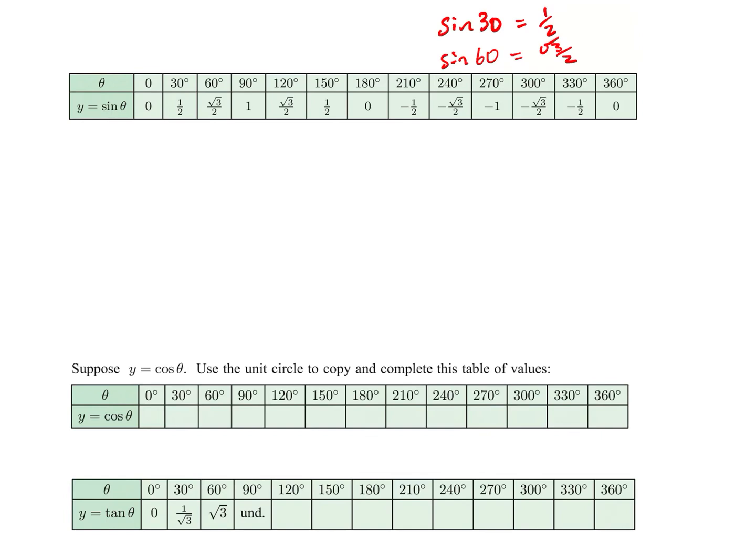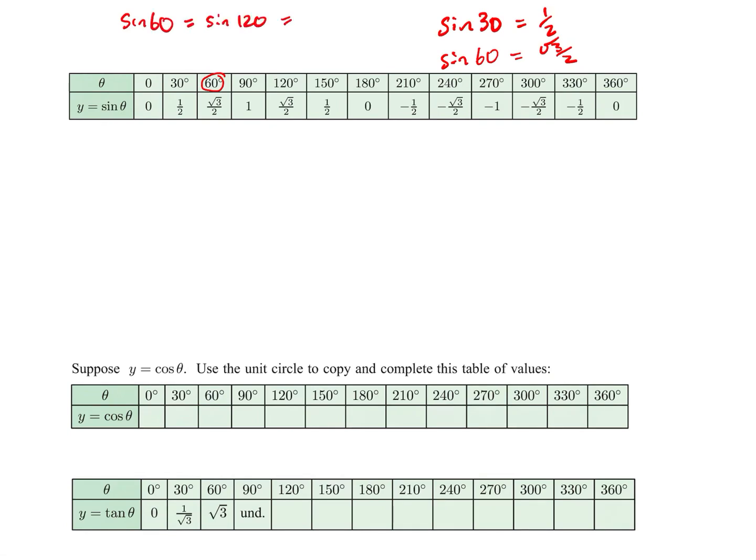I can't tell you how frustrated I get with year after year, student after student, not bothering to learn those facts. Sine 30 is a half, sine 60 is root 3 over 2. And you can check the others with your calculator. Put sine 90 into your calculator, it'll give you an answer of 1. Put sine 120 in, and it will give you exactly the same answer as sine 60.